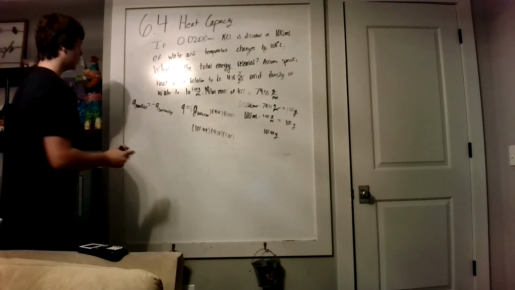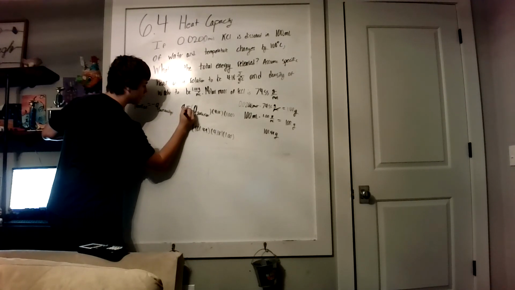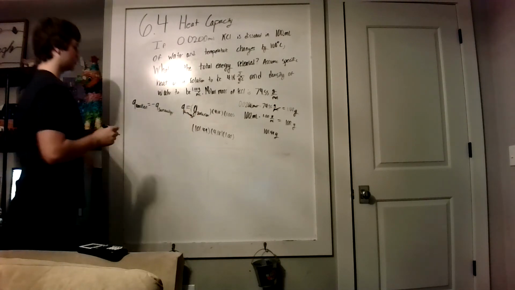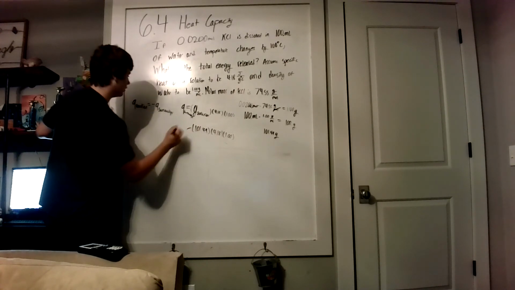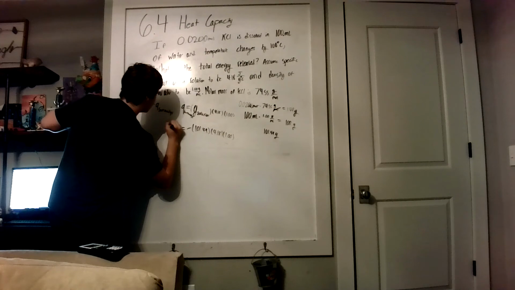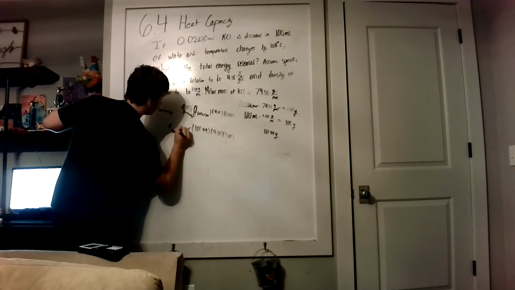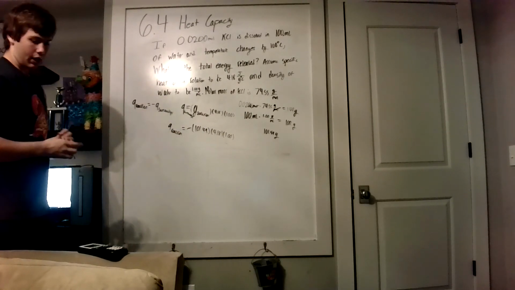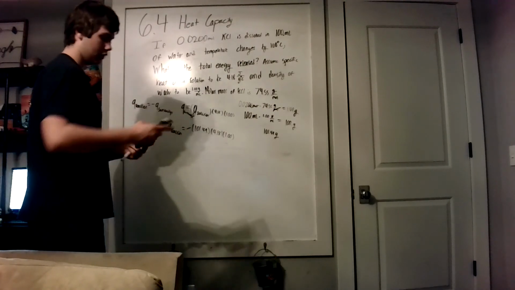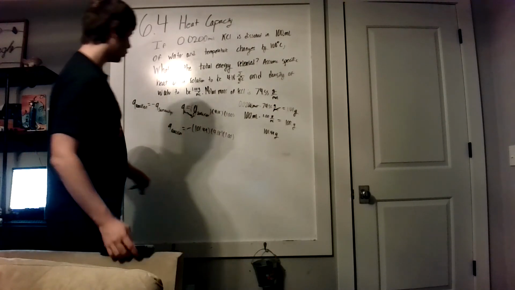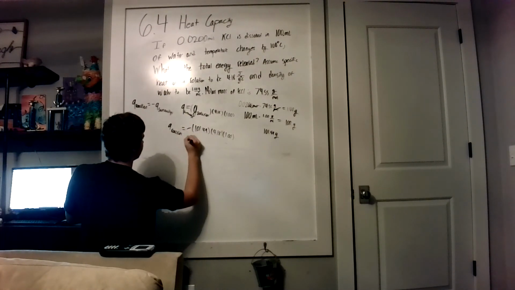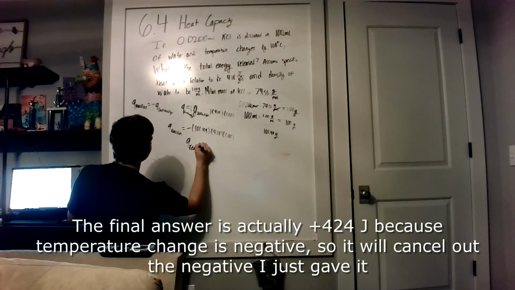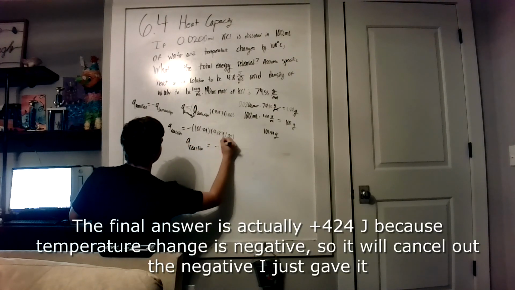So what this really is, is Q surroundings. So what we're going to do is take the negative of it to get the heat of the reaction itself. And when you do all the calculations, you end up with 424 joules. Except it's going to be negative 424 joules.